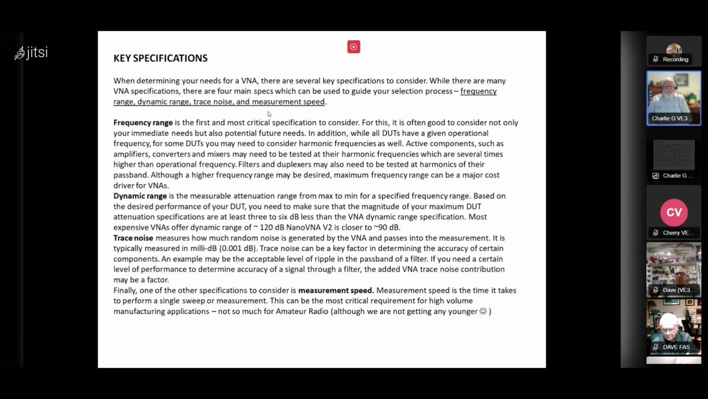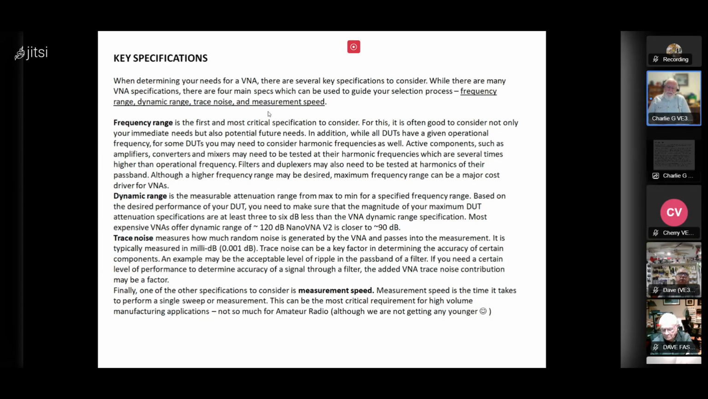Okay, I guess finally the last one is the measurement speed. How quickly will it, in fact, take these measurements? This becomes important if you're in a production environment where you're trying to measure a number of devices. The amount of time on each device becomes important on what the throughput is.